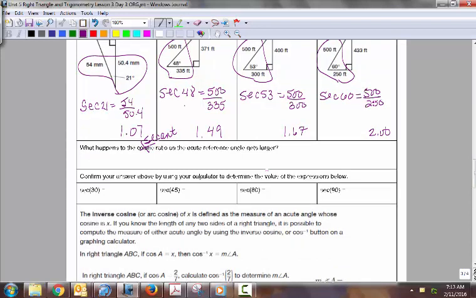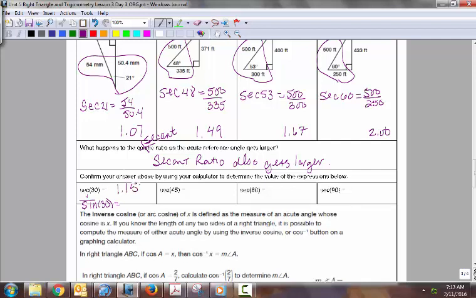What happens to the secant ratio as the acute angle, our reference angle, gets larger? Well, we can see the angle is getting larger from left to right, and our secant ratio also gets larger. Then, to find the secant of an angle, there are two things we can do. We can take 1 and divide it by the cosine of that angle, or you can find the cosine and then use the reciprocal button.